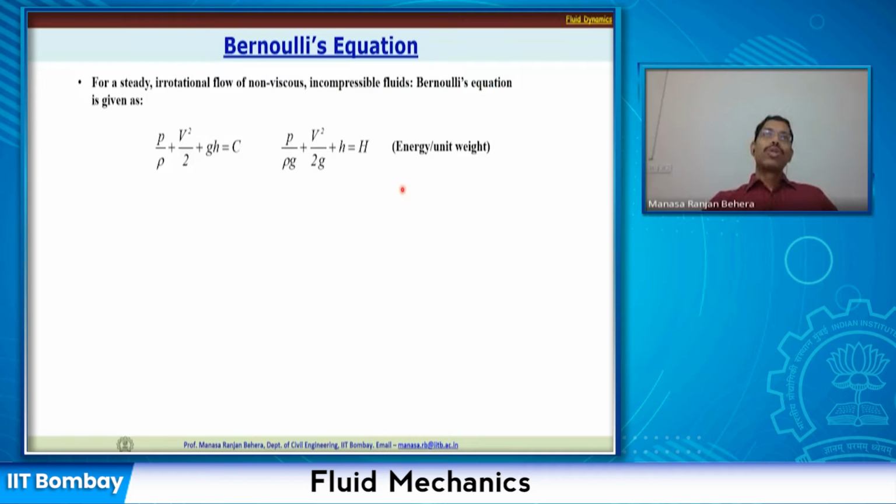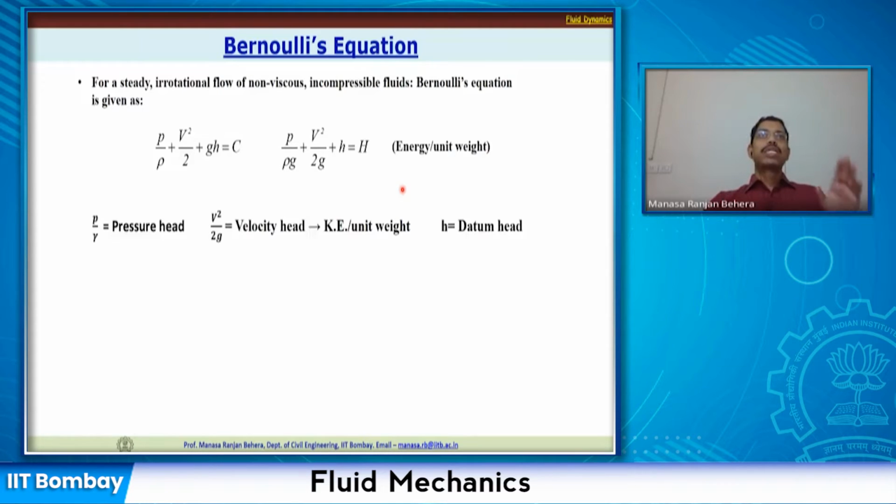So the first term P/ρg is called the pressure head. Second, V²/2g is called the velocity head, or that's nothing but your kinetic energy per unit weight. Similarly, the potential energy is nothing but your datum head, so potential energy per unit weight. And the total, all three together, is going to give you the total head available at a particular point.